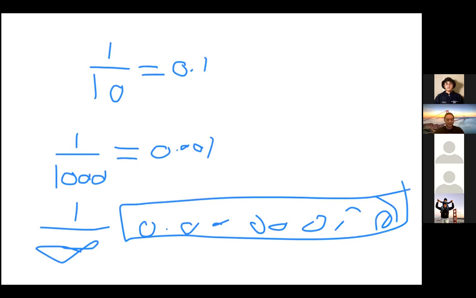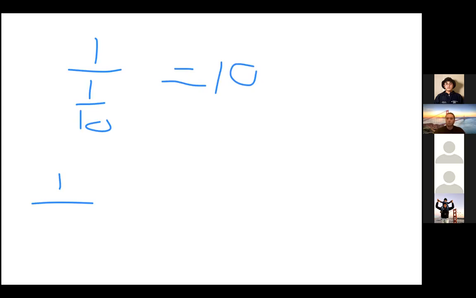Same thing in reverse, really fast. 1 divided by 1/10. 1/10 is a small number, 0.1. Flip the fraction, that equals 10, right? 1 divided by 1/1,000,000, you see where I'm going with this. 1 divided by 0 gives us infinity. Cool. Hopefully that clears things up.